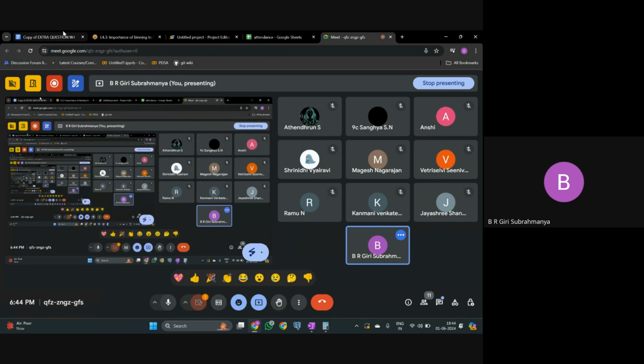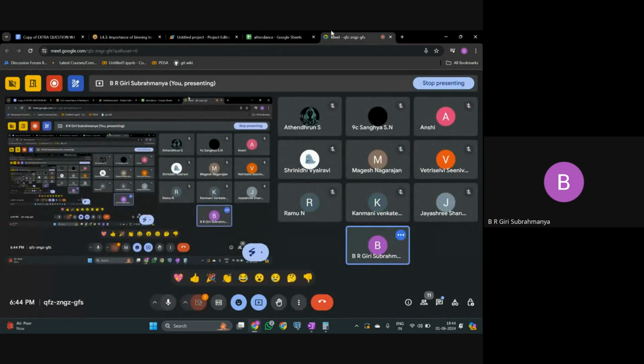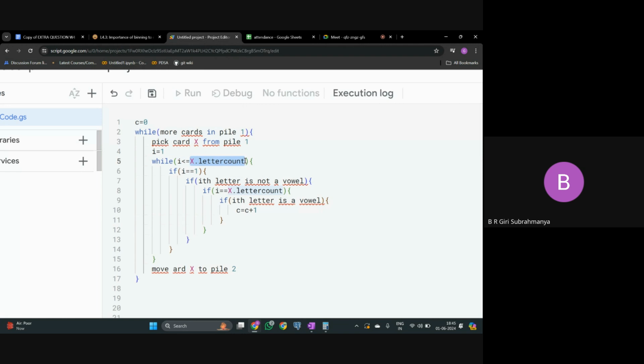See, in the second class, I told you something about the while condition, right? What should be a property which should be satisfied by the while condition? The while loop must terminate, right? Yes, sir. Now, for example, if the letter count is 5 and I is 1, will this ever terminate? No, right? So you have to increment I, so I is equal to I plus 1. That should be there, otherwise this will not terminate.